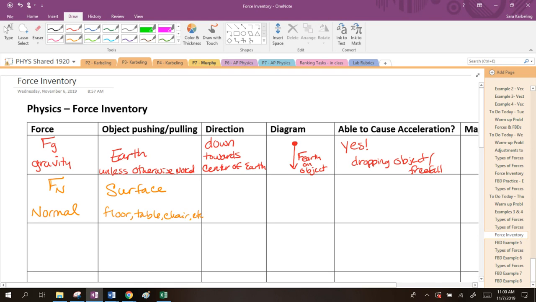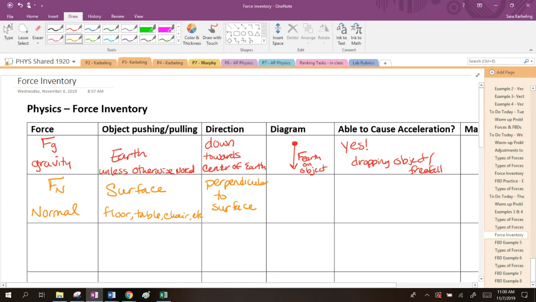Could be anything. What is the key for the direction? What does normal mean? What did we just say? Perpendicular. Sometimes it's opposite of a certain thing or another, but not always. And that's why we have to retain the information that normal means perpendicular. So the direction will always be perpendicular to the surface.